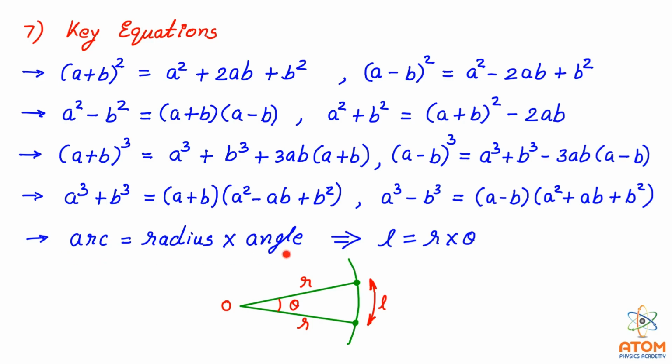This will be very useful in numericals of physics. You can also write arc L is equal to r into theta. Mind well, here this theta, that means the angle, should be kept only in radian and not in degree. Theta should be kept only in radian.